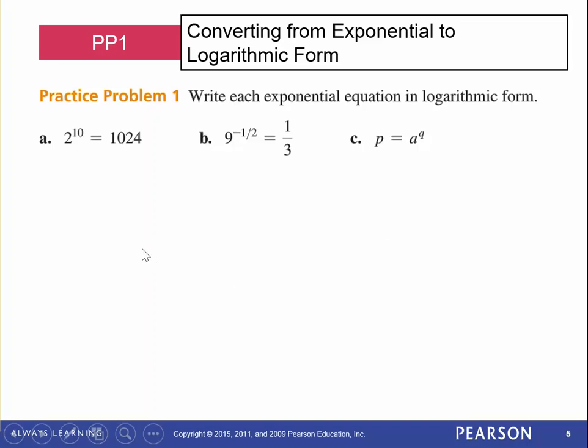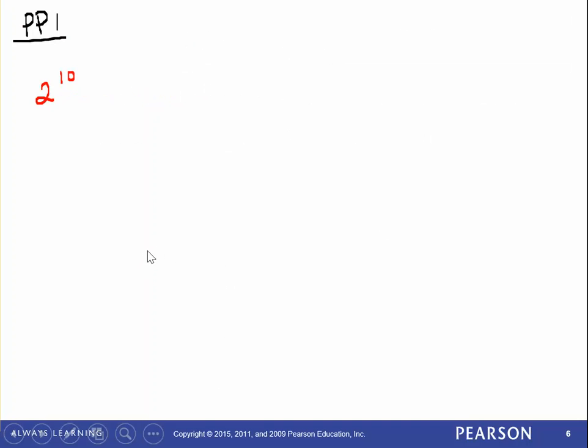Alright, hopefully I gave you a little bit of time here. So here we go. 2 to the 10th power is 1024. Changing it to log form, because this is called exponential form, we go log. My base is 2, of my number, 1024, is equal to 10. So just changing from one form to another. Let's go to the next one here.